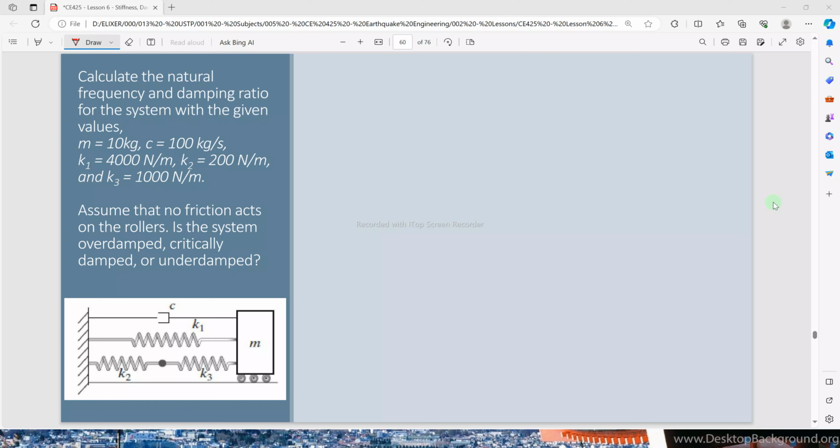Okay, we have another problem here. We try to consider the damping in a system. So we have a system here of mass m with spring and a damping coefficient c. We were asked to find the natural frequency, and we're also asked to find the damping ratio for the system.